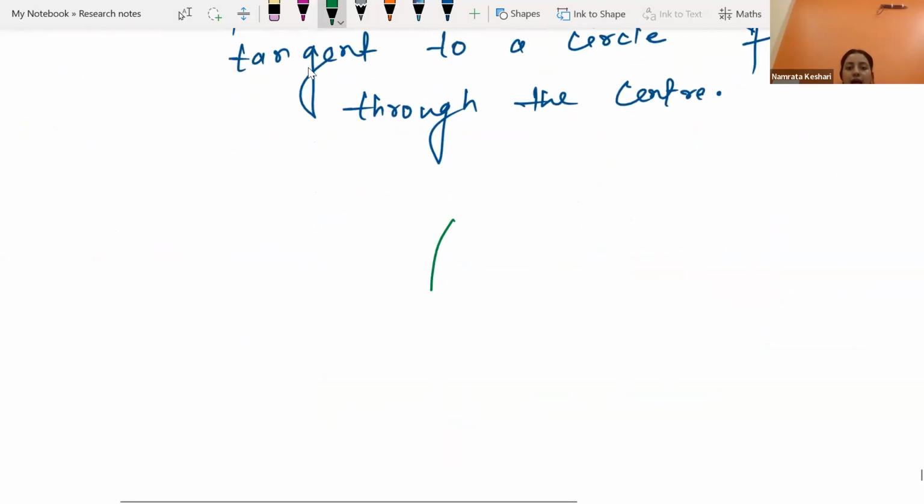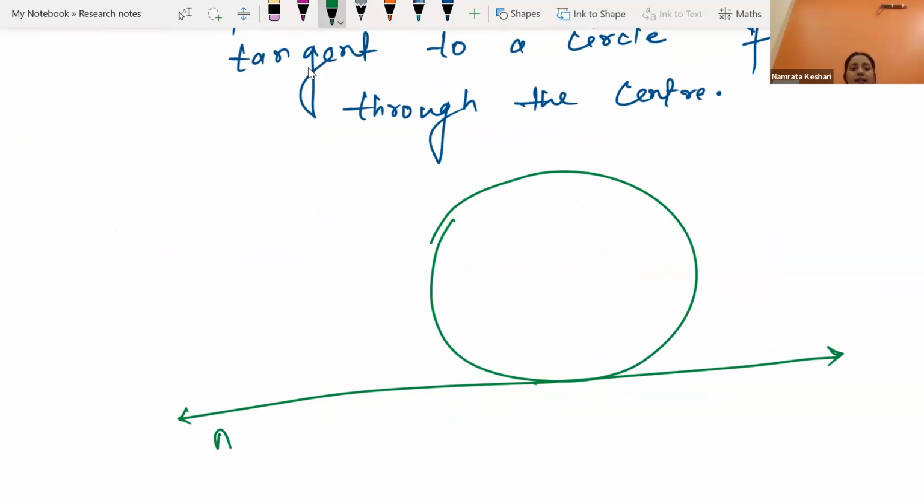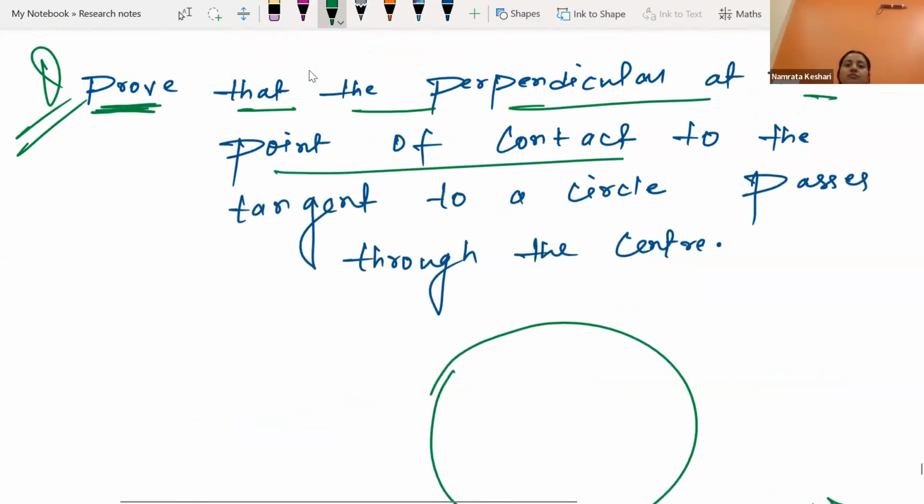Okay, so let's say we have a circle. Let's say we have a tangent, and this is the tangent AB. We can clearly see that this is the point of contact over here, P. Now the question says, prove that the perpendicular at the point of contact.